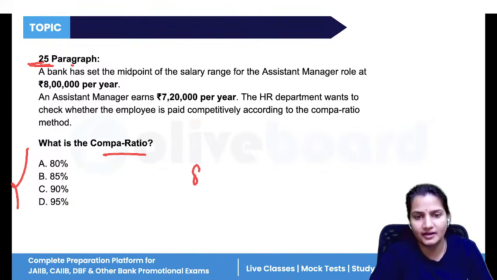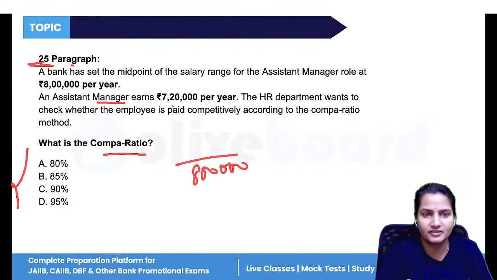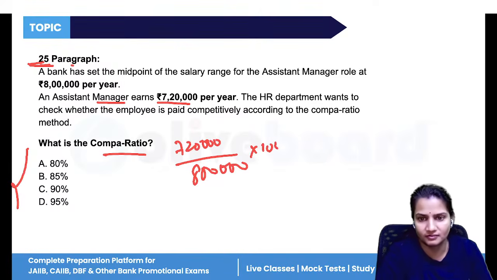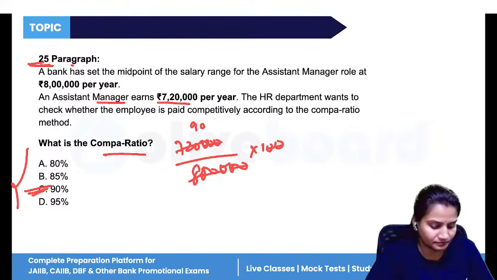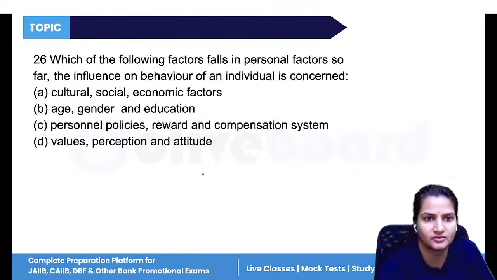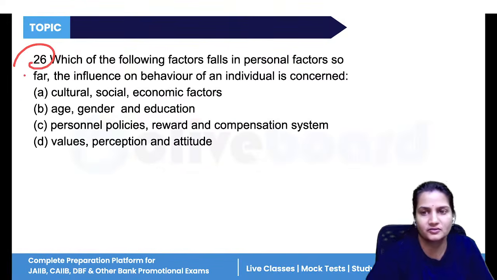Midpoint is given 8 lakh, and the assistant manager is earning how much? 7 lakh 20,000 into 100. That is 90%. Yes, correct. It's 90% or 0.90. Now, next question number 26.